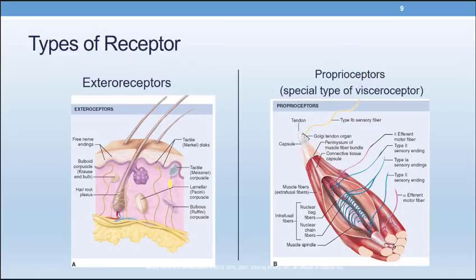Here we have an example of the exteroreceptors. Sometimes you'll see it written as exteroceptors or exteroreceptors. They're found on or near the body surface, remember. And then proprioceptors are in joints, muscles, and tendons. So this is showing you an example of the muscle spindle and the Golgi tendon organ.